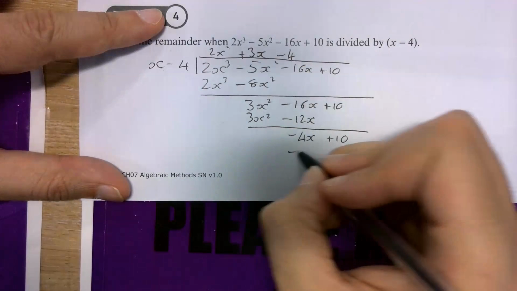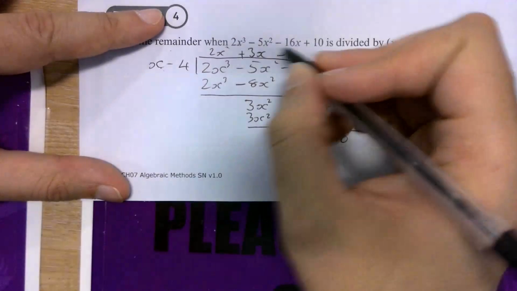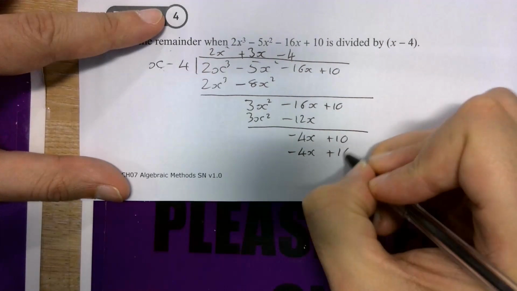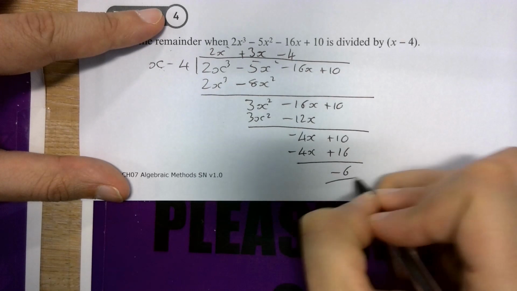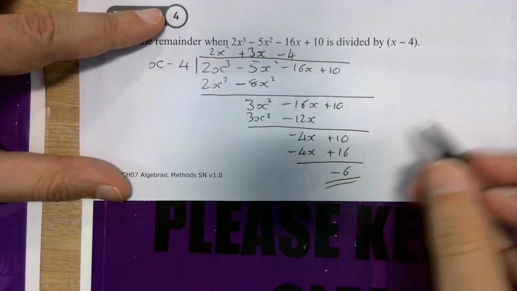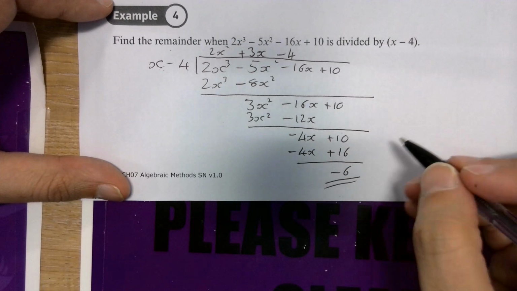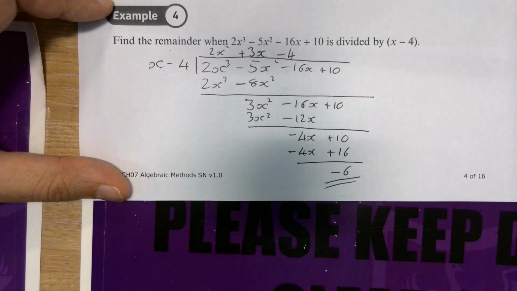Minus 4 times x gives me minus 4x. Minus 4 times minus 4 will give me plus 16. Take them away. This time I'm going to be left with minus 6. 10 take away 16 is minus 6. So I will get a remainder of minus 6 for that one.